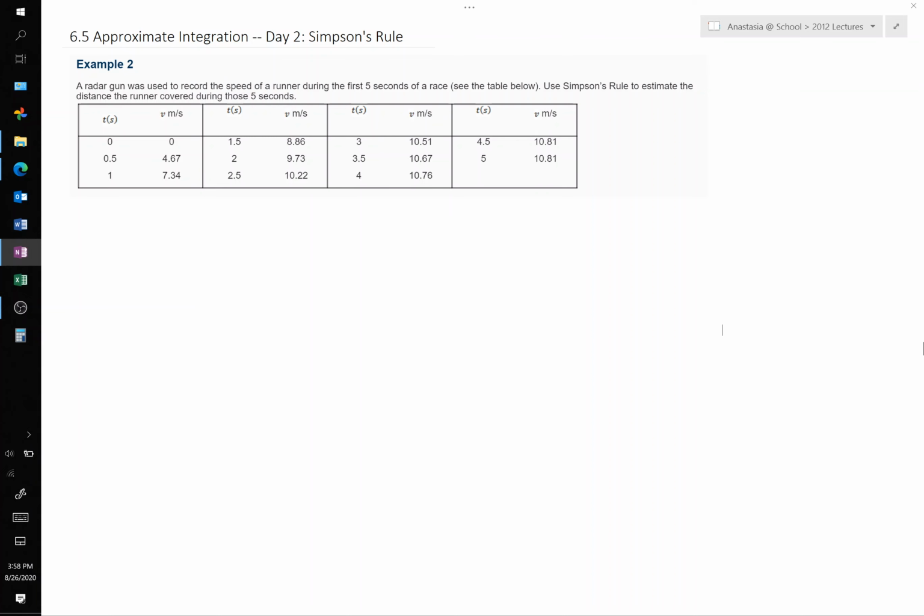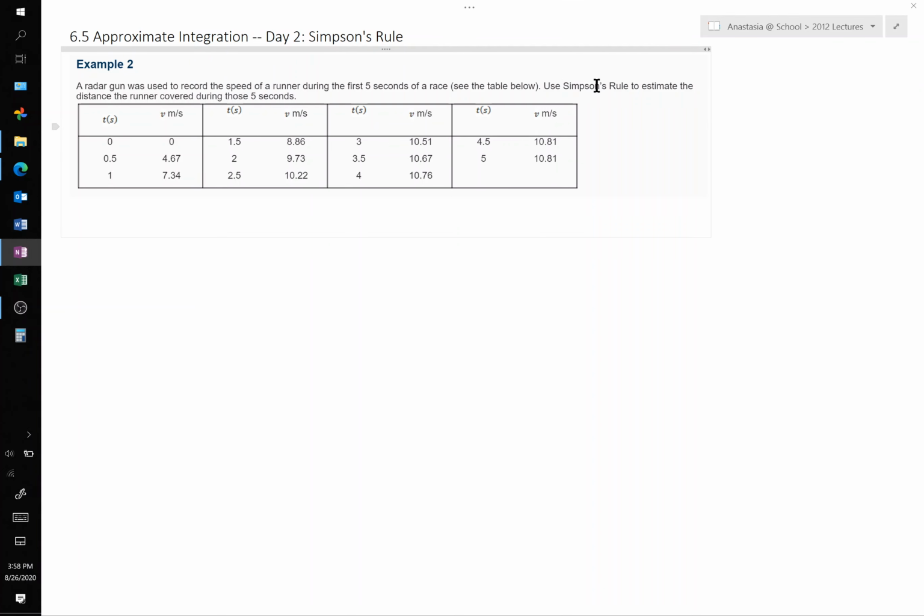where we have some data that has come from recording the speed of a runner during the first 5 seconds of a race. Now, one of the nice things about these approximate integration techniques is that you can use them when all you have is a few data points for your function, whereas the analytical integration techniques that we talked about earlier in chapter 6 all require a specific function to be defined. So we would need v to be defined as a function of t and actually have an explicit relationship there. We don't have that here, but we can still apply approximate integration.